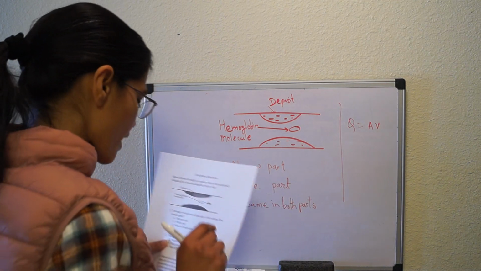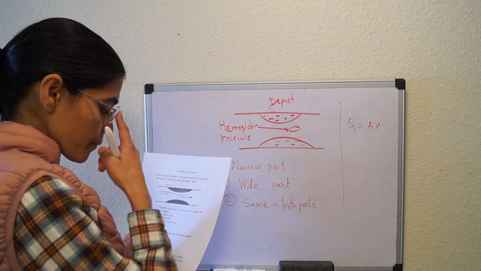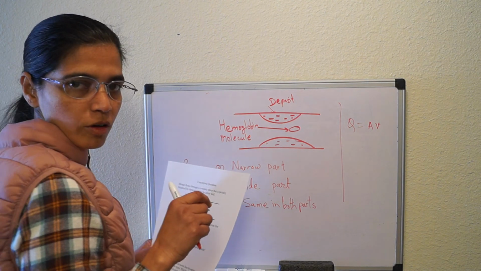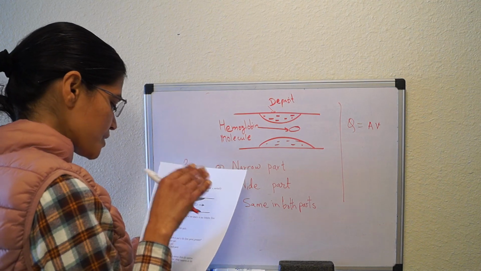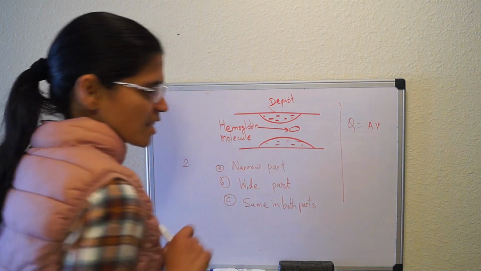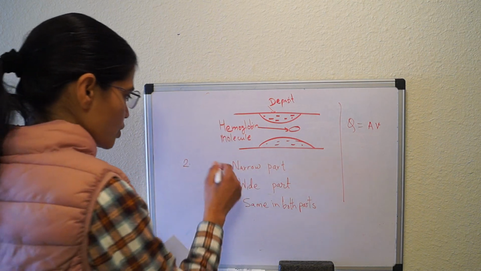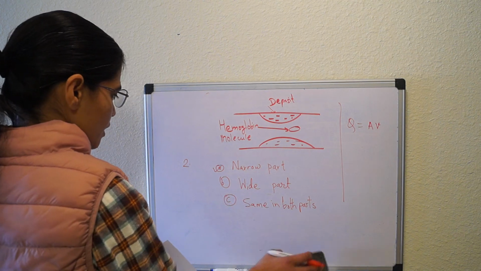So it's talking about the flow speed, okay? Speed of flow, okay? So through which part is the flow speed greatest? Narrow part, wide part, same in both. You guys already know this, right? Greatest means it has to be through the narrow part, okay? Alright?